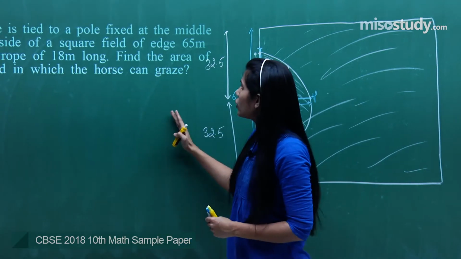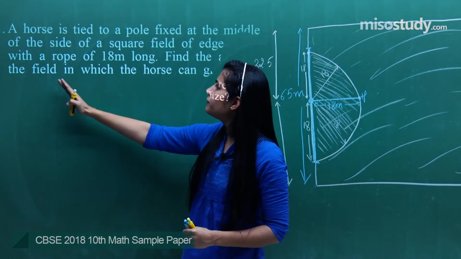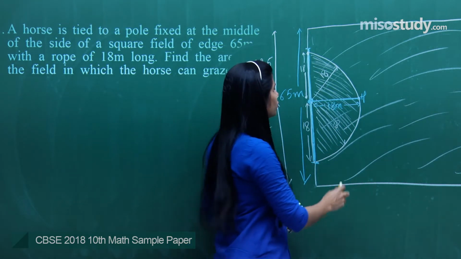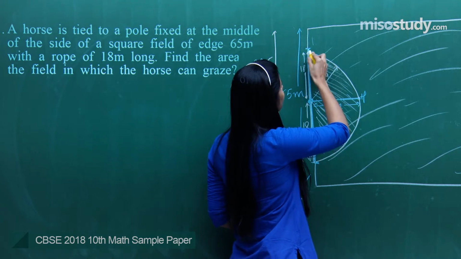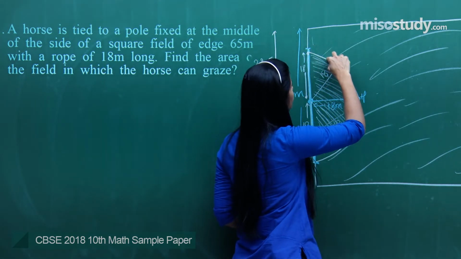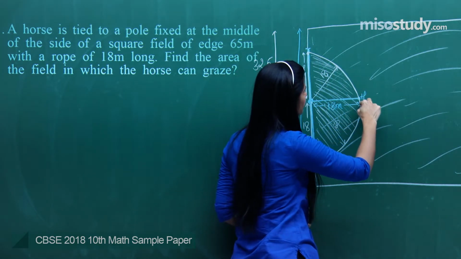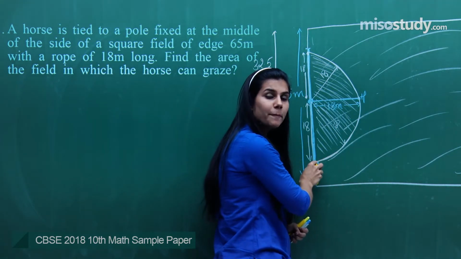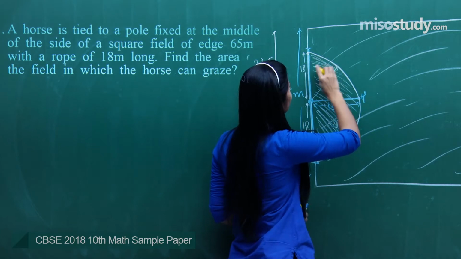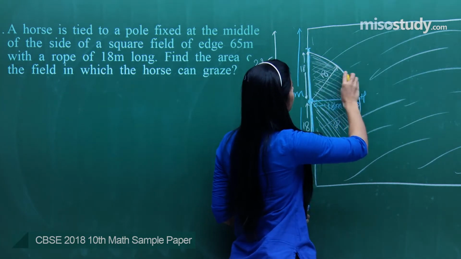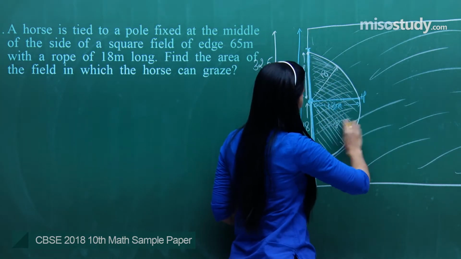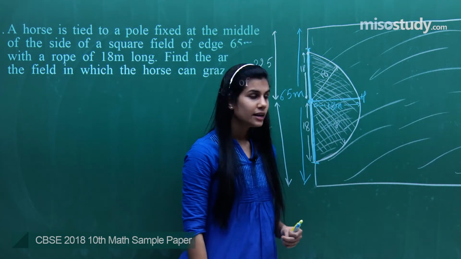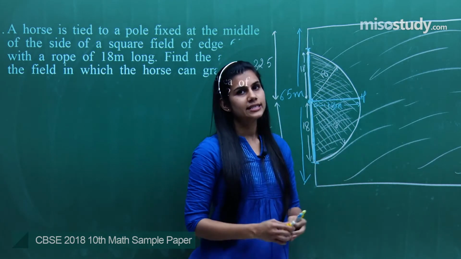The question is saying find the area of the field in which the horse can graze. So as I told you, the horse can at the max be at these points. At the max, the horse can be at these points. Apart from it, it can just come back and graze all this area. It cannot move beyond it. Okay? The question is find this area.